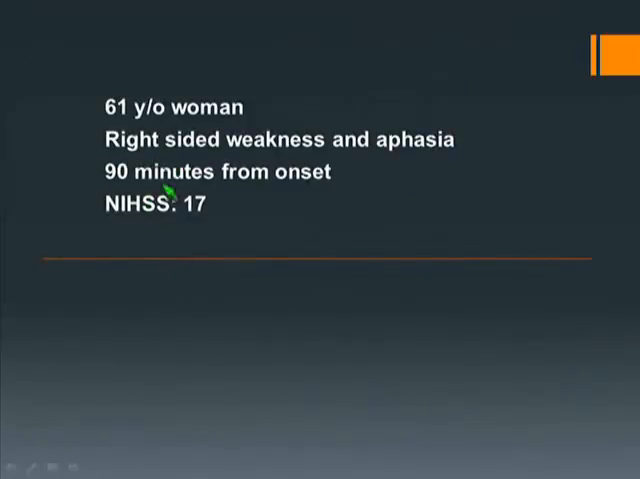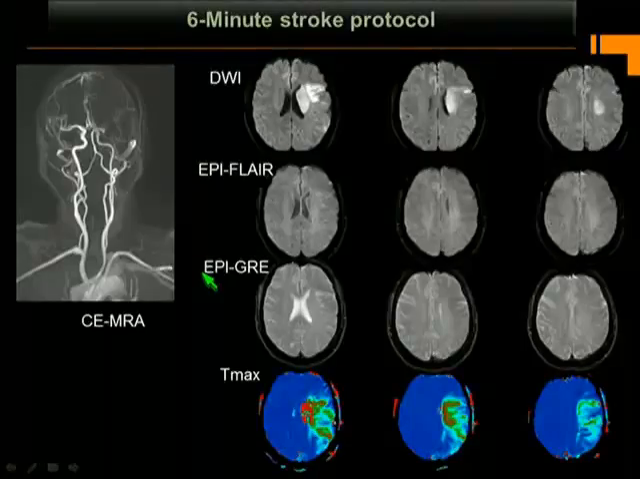I'm going to show you one case that I'm hoping can highlight a few points. This was a 61-year-old woman who presented with right-sided weakness and aphasia. She was scanned 90 minutes after onset of presentation with a baseline NIH stroke scale of 17. These are images from our 6-minute stroke protocol. You can see that she clearly had a left MCA infarction with involvement of the basal ganglia.